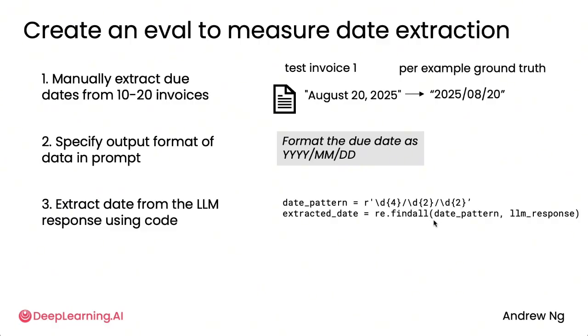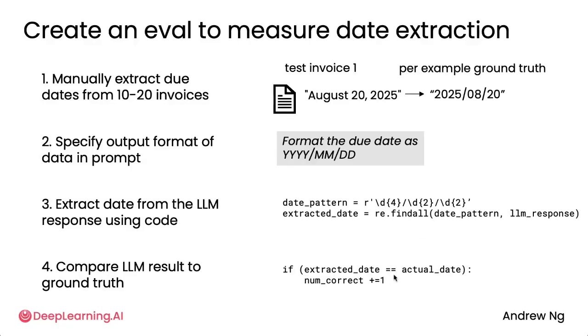And then I can just write code to test if the extracted date is equal to the actual date, that is the ground truth annotation I had written down. So with an eval set of, say, 20 or so invoices, I will then make changes to see if the percentage of time that it gets the extracted date correct is hopefully going up as I tweak my prompts or tweak other parts of my system.